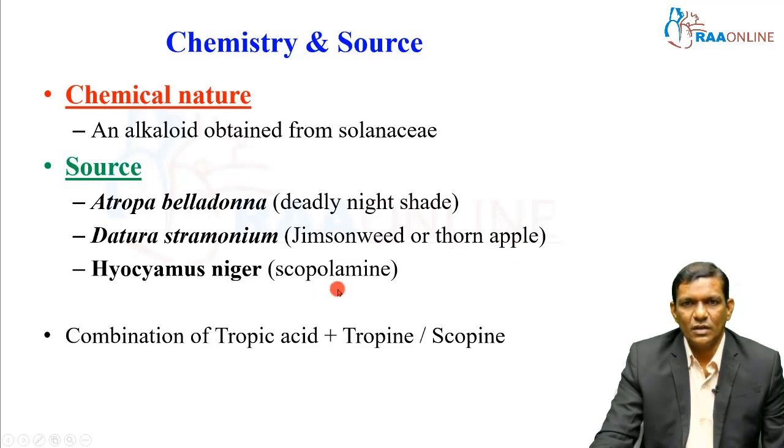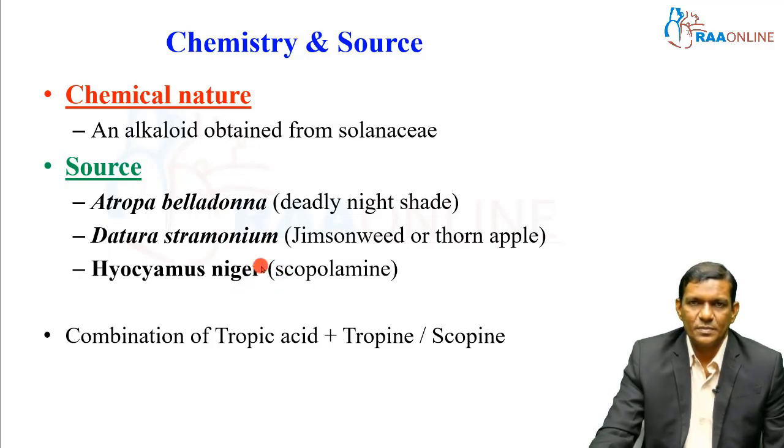Then hyoscine or scopolamine is mainly obtained from Hyoscyamus niger. So these are the plants from which these natural substances are obtained. And if you take atropine, it is a combination of acid and base. Here the common thing is tropic acid, whereas in atropine the base is tropine, whereas in the case of hyoscine the base is scopine. So tropic acid plus tropine is atropine, whereas tropic acid plus scopine is scopolamine or hyoscine.